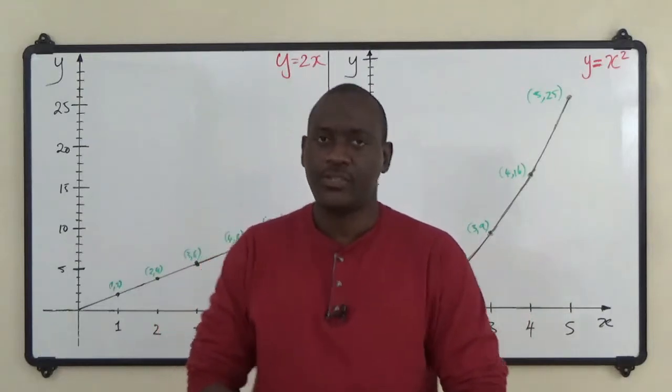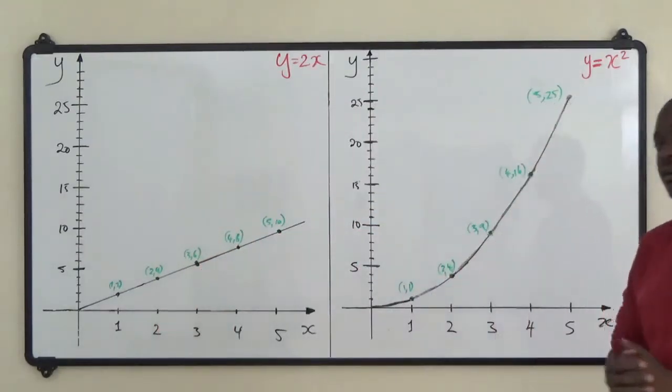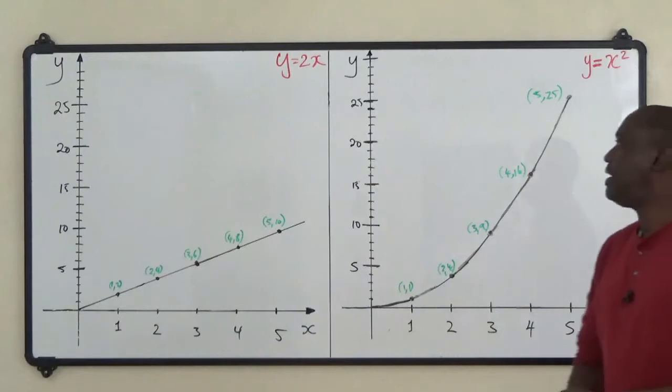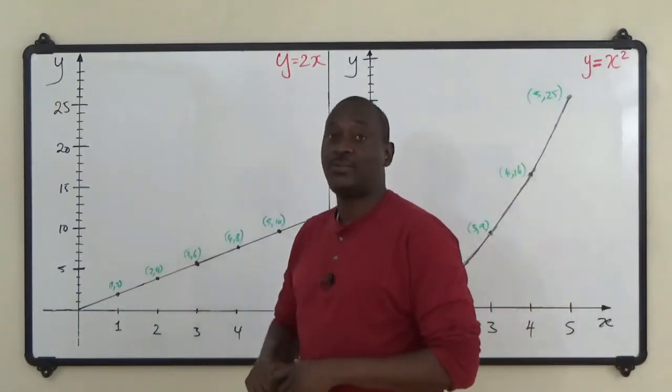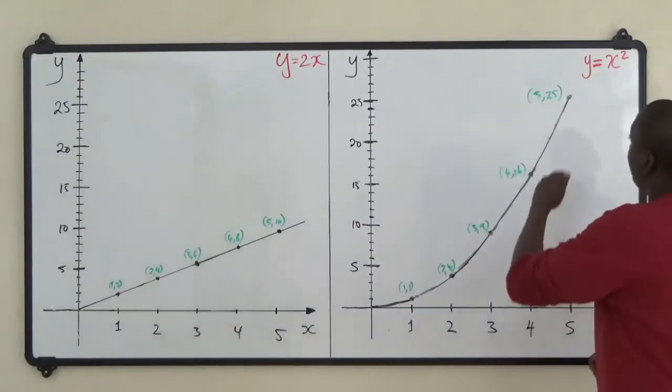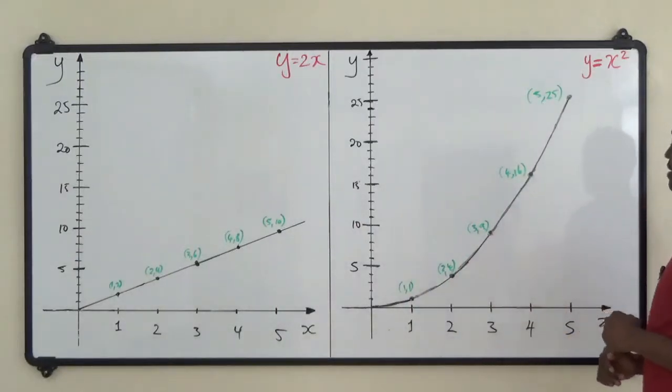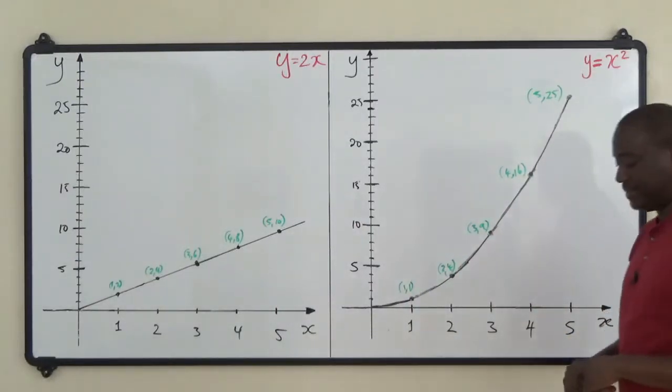On the board here, you have two graphs. On this side, you have a graph of the line y = 2x. And on this side, you have a graph of the curve y = x squared.